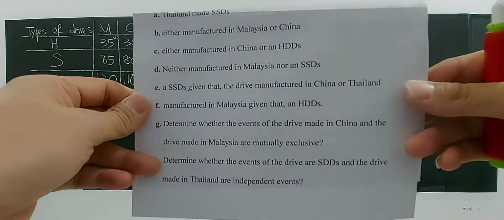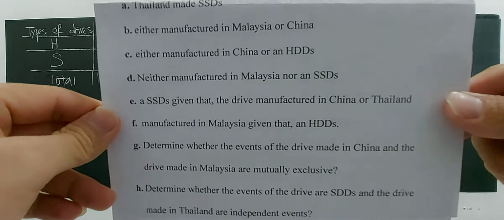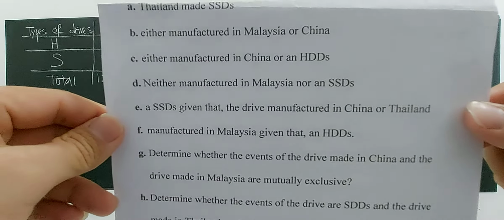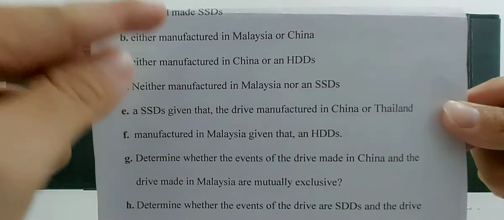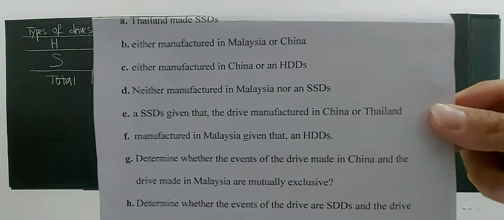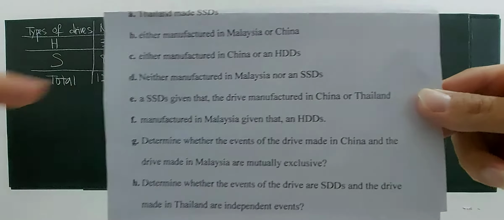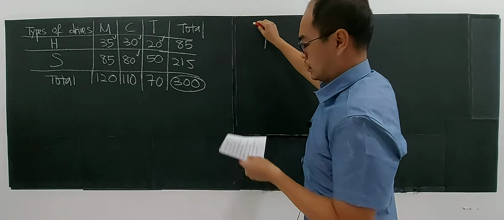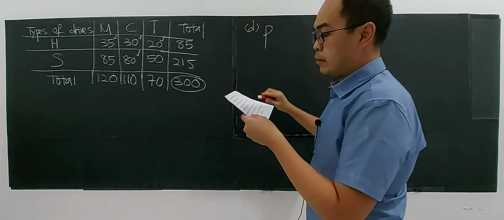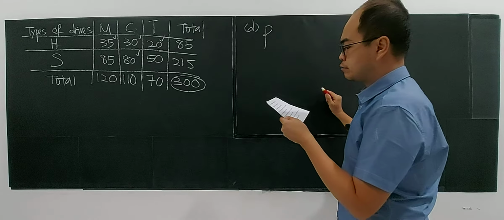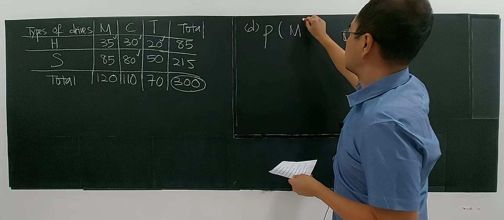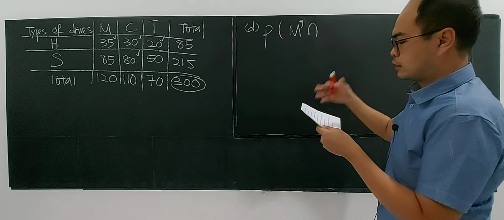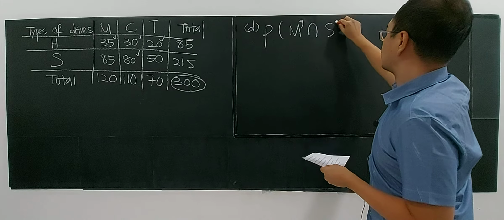Alright, let's continue with part D. Neither manufactured in Malaysia nor an SSD. So neither means not manufactured in Malaysia, and also not an SSD. That's the meaning here, right? I can tell you, there are two ways of writing this. You have to highlight this. So it's neither manufactured in Malaysia, meaning not manufactured in Malaysia, and at the same time the product is also not an SSD card. So this is the meaning.